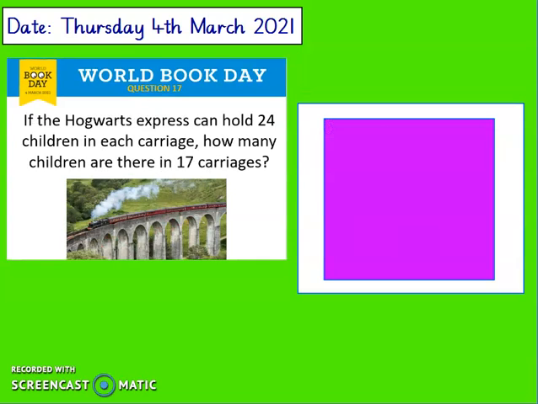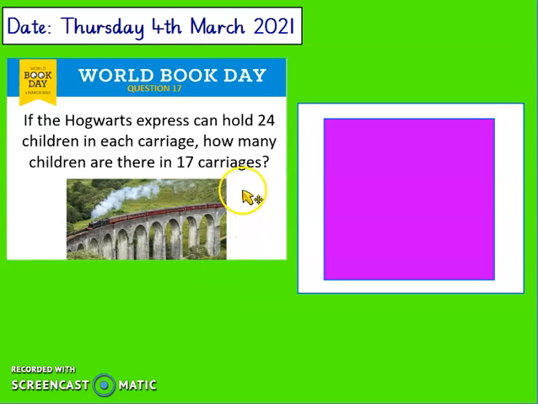If the Hogwarts Express can hold 24 children in each carriage, how many children are there in 17 carriages? Think about what kind of question this is. An add, a takeaway, a multiply or a divide. Try and visualise it in your head. I'm imagining lots of train carriages. In each one we've got 24. So we've got 24 and 24 and 24 and 24. We could add, but adding 24 17 times would take ages. So what else could we do?